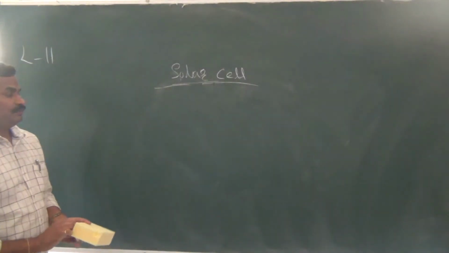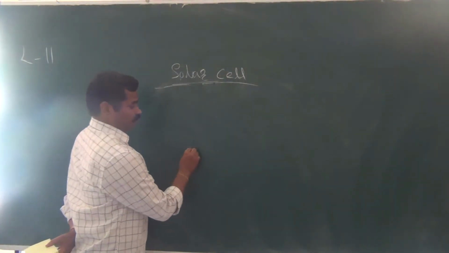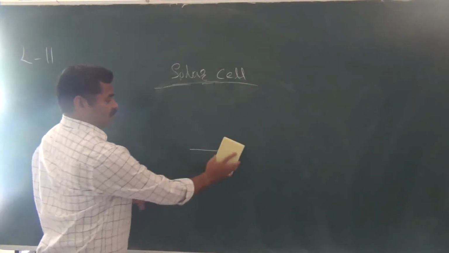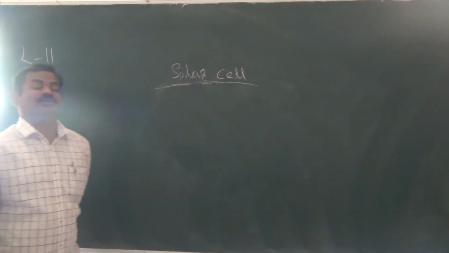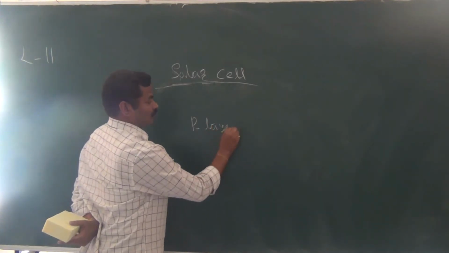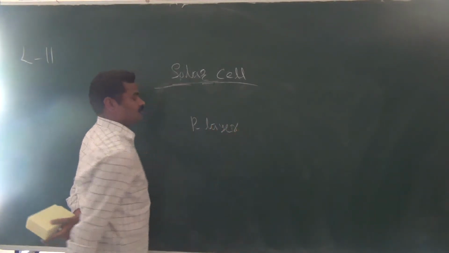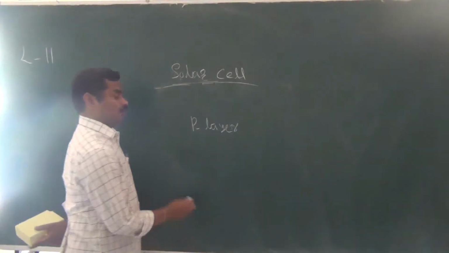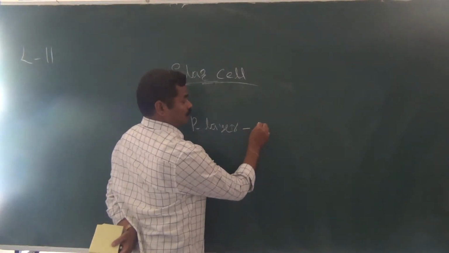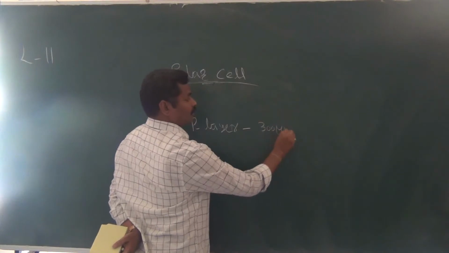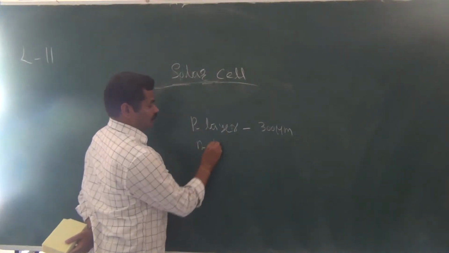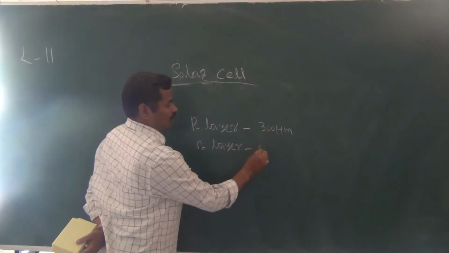Here, you take a small P layer, and on this P layer we can grow an N-type layer. The important thing is that the thickness of the P layer is about 300 micrometer, and the thickness of the N layer is about 0.3 micrometer.